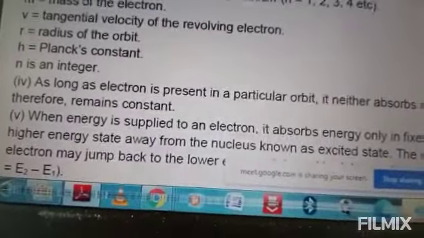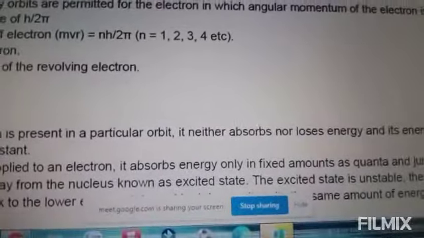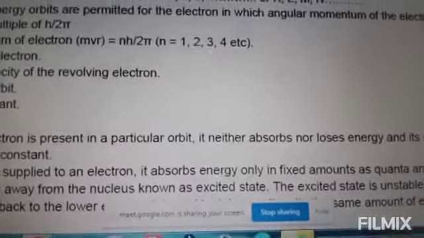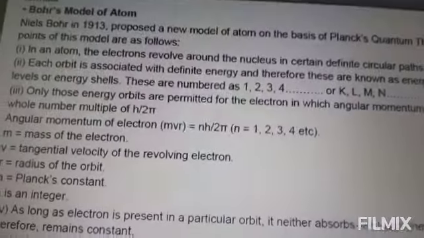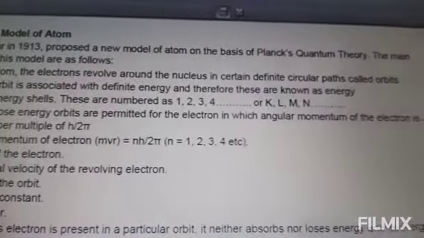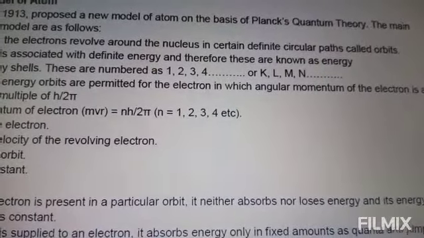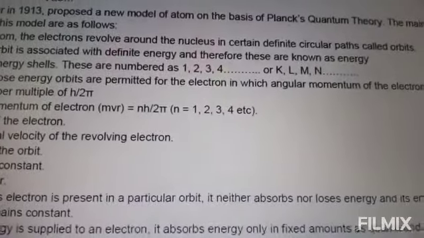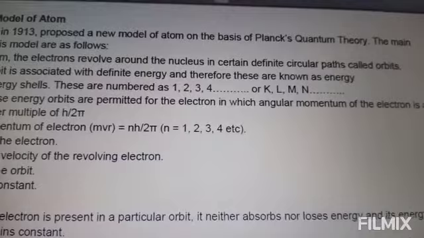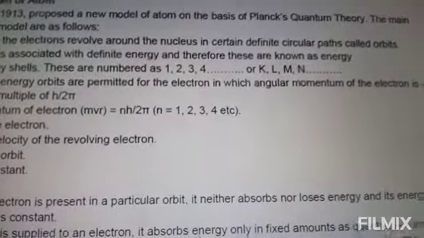Now let us see the explanation of line spectrum. Before going to that, let us see this chart, which is the revision of Bohr's model. Niels Bohr in 1913 proposed a new model of the atom on the basis of Planck's quantum theory. The main points of this model are as follows. Number one, in an atom, electrons revolve around the nucleus in a certain definite circular path. That is what we call an orbit.